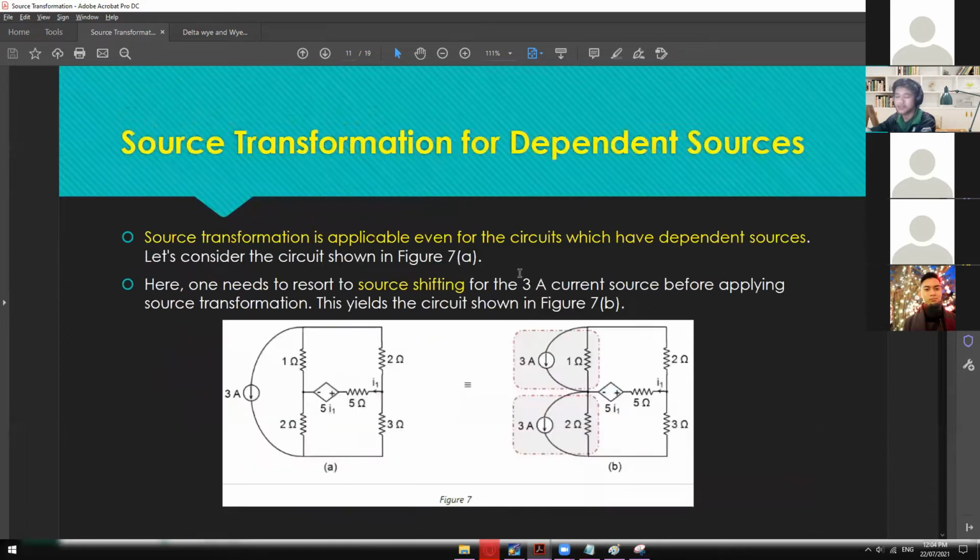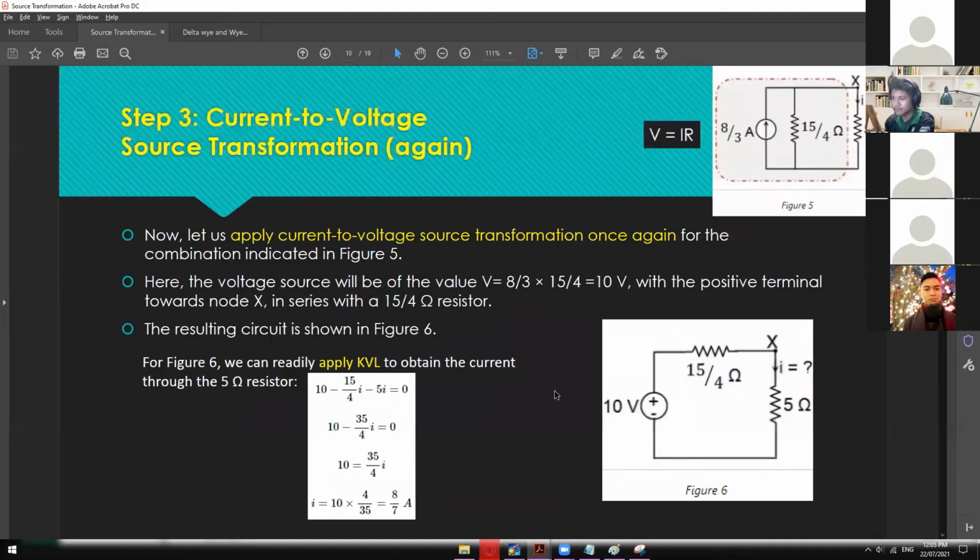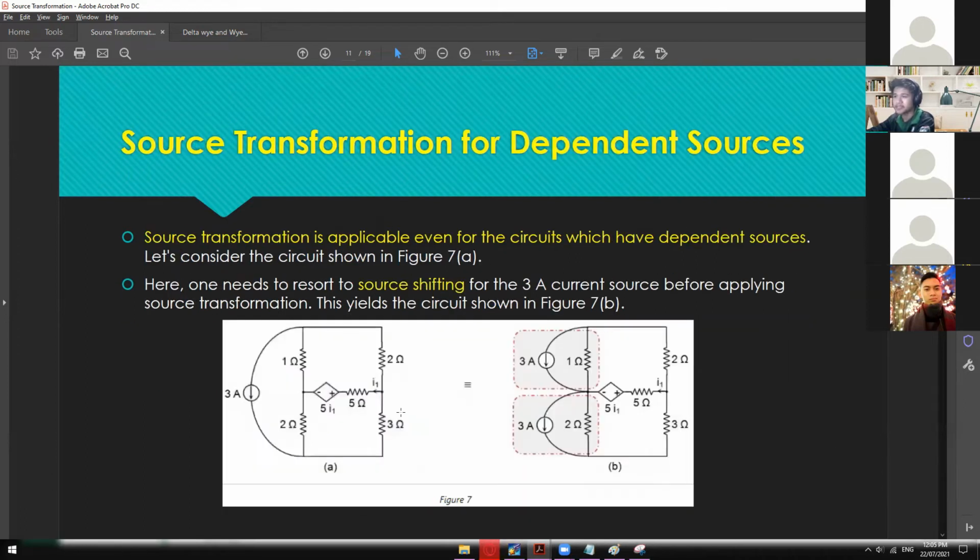Let's try to maximize our time. We have another example, but right now we're going to deal with a dependent source. Let's dive into the circuit right away. Again, I will leave the reading part to you guys. Our goal again is the same. We have to arrive at the same series connection. So how do we do that? By simply applying source transformation.